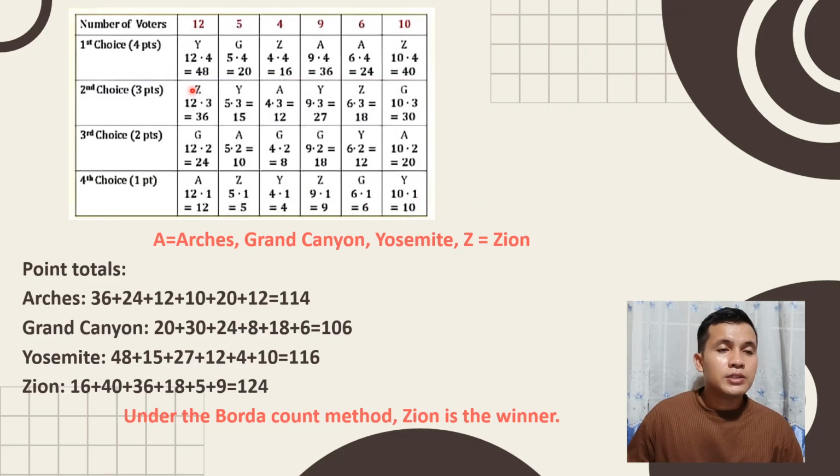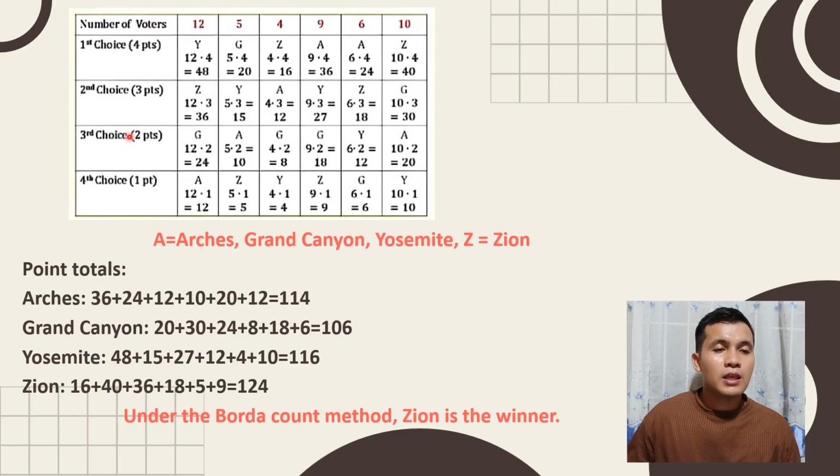So for the first choice, we have Yosemite, which has 12 voters, multiplied by 4 equals 48. For the Grand Canyon, 5 times 4 equals 20. For the Zion, 4 times 4 equals 16. For the Arches, 9 times 4 equals 36. Arches again, 6 times 4 equals 24. And the last one, the Zion, 10 times 4 equals 40.